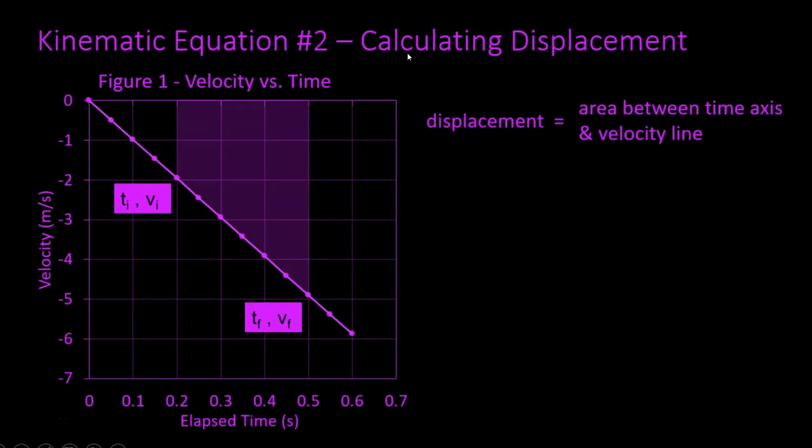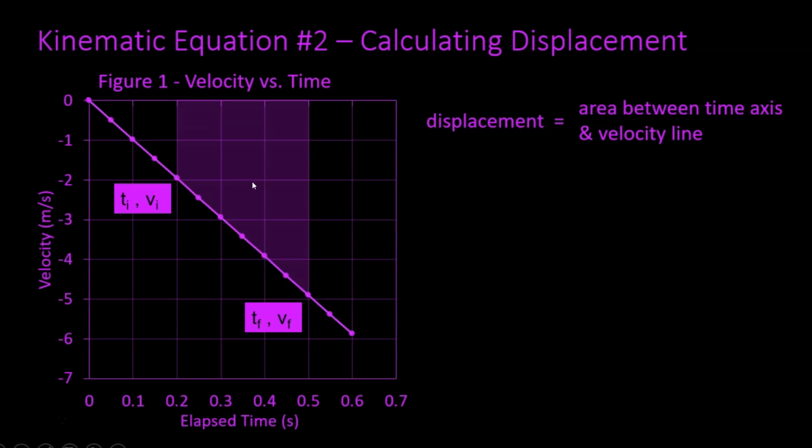We'd like to find an equation to calculate displacement. Here we have our velocity time graph again, the same one we used in the previous slide, and we know that displacement is equal to the area between the time axis and the velocity line. So here we've got a time interval from 0.2 of a second to 0.5 of a second, and at 0.2 of a second the velocity is negative 2 meters per second, and at 0.5 of a second the velocity is negative 5 meters per second.